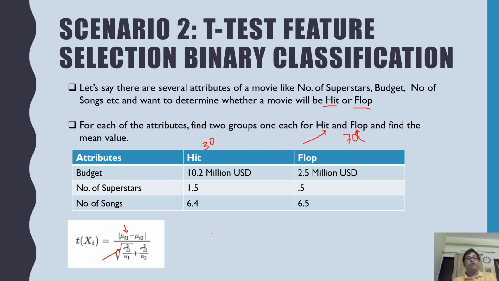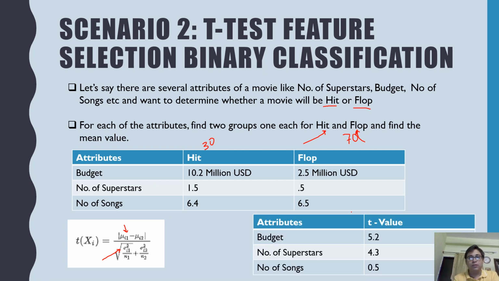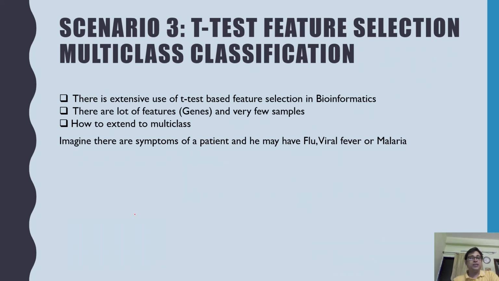Now what you do is you find the t value corresponding to all these three features, so maybe something like this. And you see that your budget has the highest t value. Here we are no longer interested in the p value. Budget has the highest t value, so we know that this is the most important feature as far as classifying the movies into hit and flop is concerned. So this is for binary classification. The t-test can compare two groups. However, how do I extend this to multi-class classification?